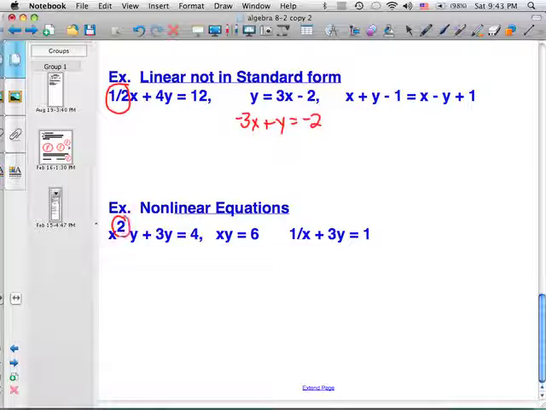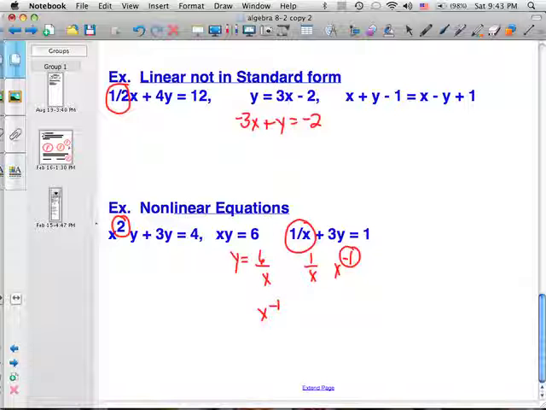This one has an exponent of 2. This one here, if I solved it for y, would be 6 over x, and x would have an exponent of -1 since it's down below. Here, x is, again, in the denominator's place, so its exponent is a -1. And the exponents must be 1 in order to be linear. So these are nonlinear equations.